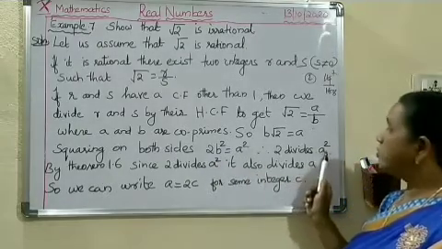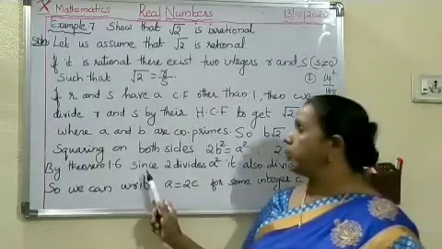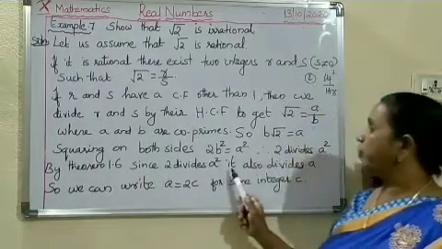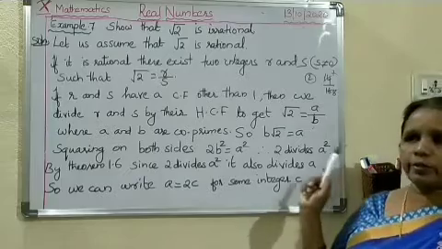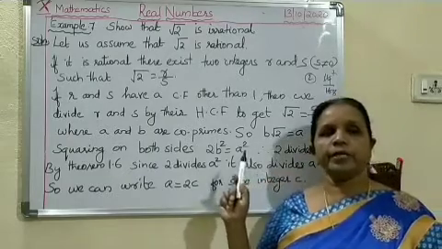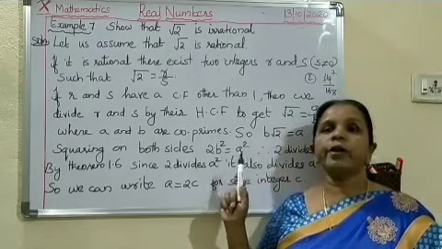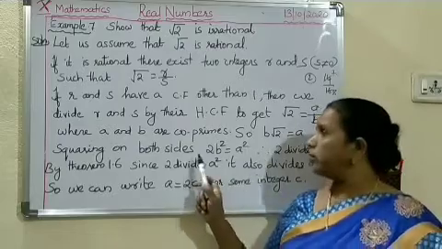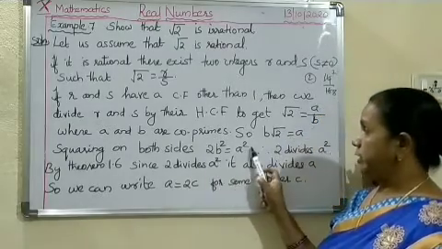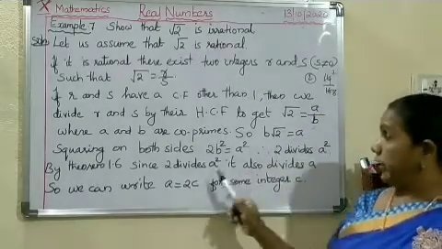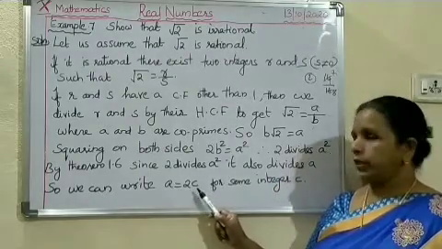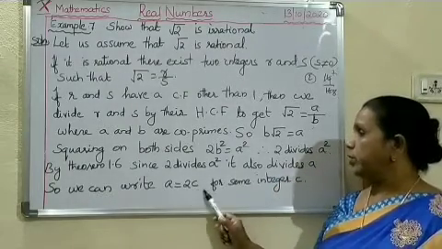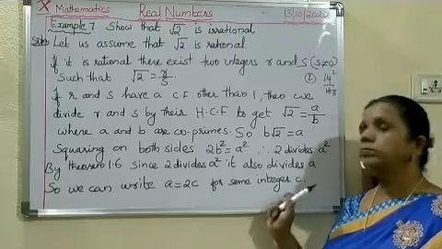Then it is divisible by theorem 1.6. Since 2 divides A square, it also divides A. What does theorem 1 tell? If P divides A square, then P divides A also. Same here: if 2 divides A square, 2 divides A also. So we can write A is equal to 2C, for some integer C.